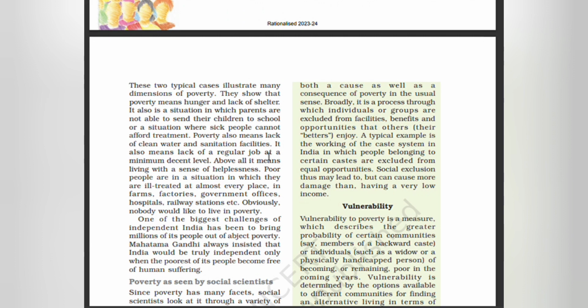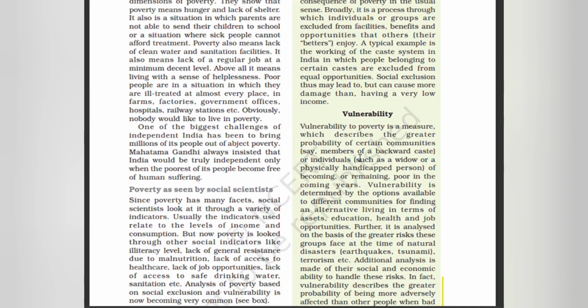A typical example is the working of the caste system in India, in which people belonging to certain castes are excluded from equal opportunities. Social exclusion thus may lead to, but can cause more damage than having a very low income.